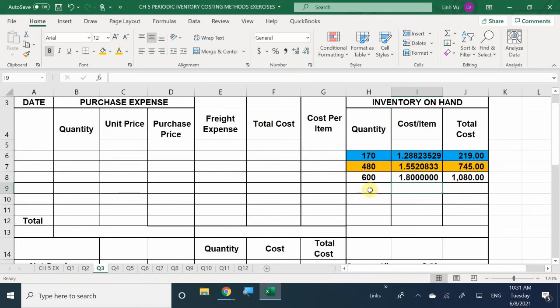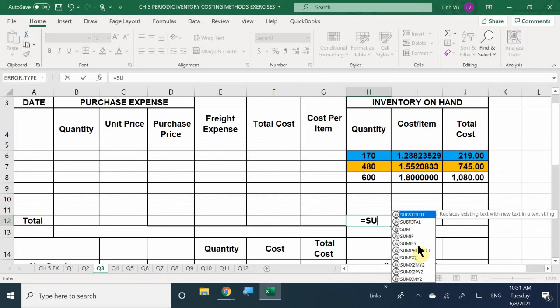Right? Keep everything consistent. So here, I'm going to go ahead and total up my totals so then I can verify for sure that this is true.